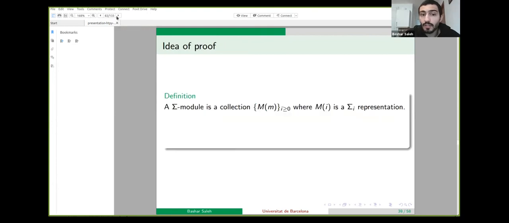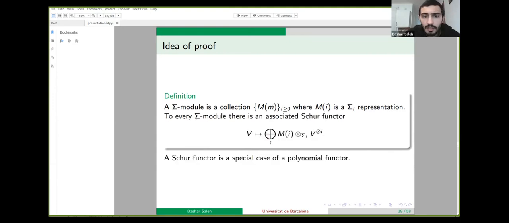So I will give an idea of the proof. Given a sigma module, which is a collection of sigma_i representations, I should have an i here, not an M. To every such module, there is an associated Schur functor. So we map V to the following direct sum. And a Schur functor is a special case of a polynomial functor.